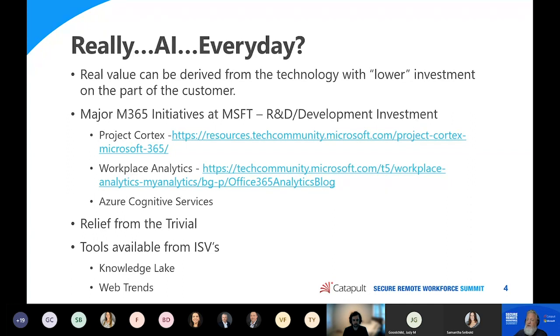And then we can talk a little bit about some of the tools available from different ISVs. We work with a couple, Knowledge Lake and Web Trends, that provide sort of a drop-in deluxe service around some of this stuff as well.